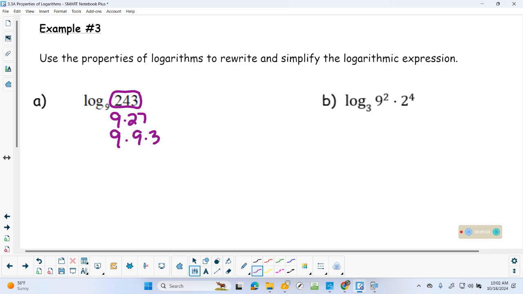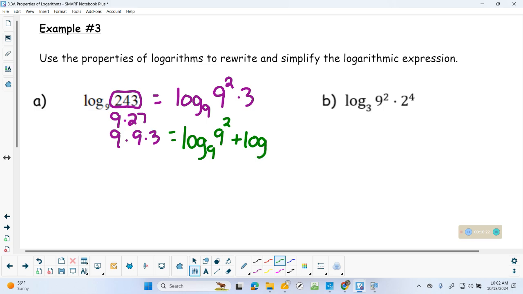So this seems like a whole lot of work for something I could have typed in my calculator in a second, but we're going to do it. So I'm going to rewrite this as log base 9 of 9 squared, times 3. So now I'm going to use this first property, product property. It expands, of course, to addition. So log base 9 of 9 squared, which that's easy. You should know that. Plus log base 9 of 3.